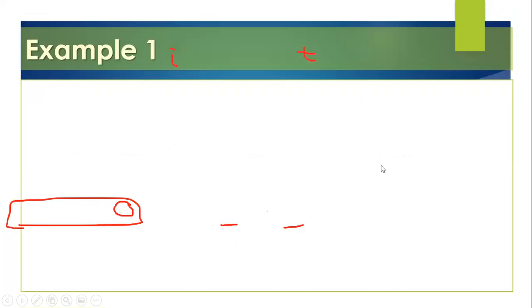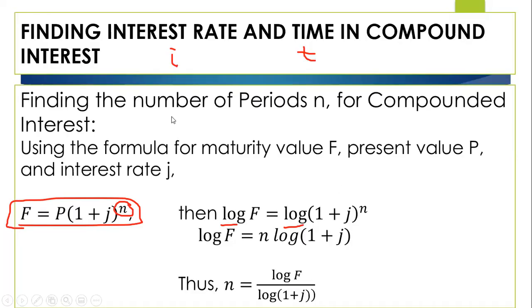And from that N, makukuha natin yung time t. Kasi nga, di ba, N is equal to, naka-multiply pa yan sa m, di ba? So, makuha natin yung t or yung time pag dinivide natin yung N sa m. Okay po?